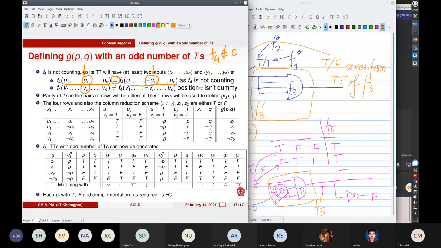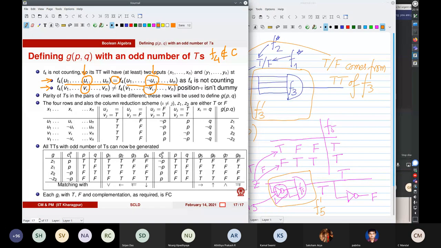Another set of inputs where you have a change in this position, and the result is different. So you got to have another pair of rows to show that this position is not a dummy position. All right. So you need to satisfy both these requirements.